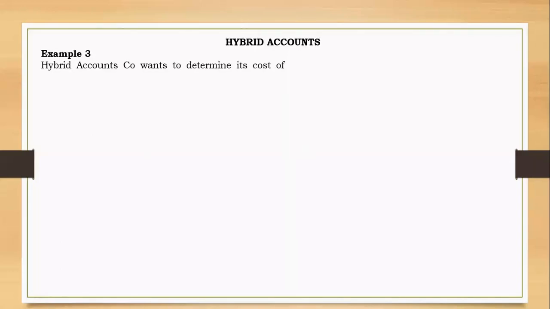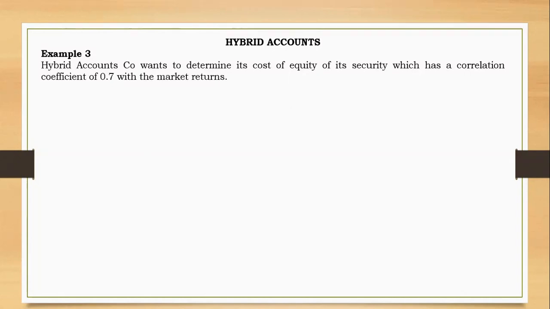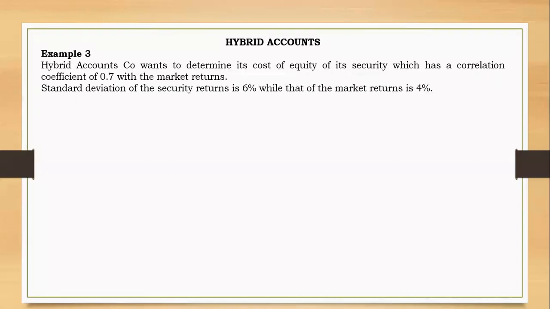All right. So let's take a look at another example on cost of equity. The question says Hybrid Accounts company wants to determine the cost of equity of its security, which has a correlation coefficient of 0.7 with market returns. I just want us to take a look at an example which has a correlation coefficient. The standard deviation of the security returns is 6%, while that of the market returns is 4%.